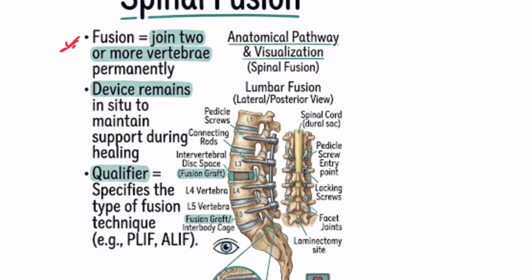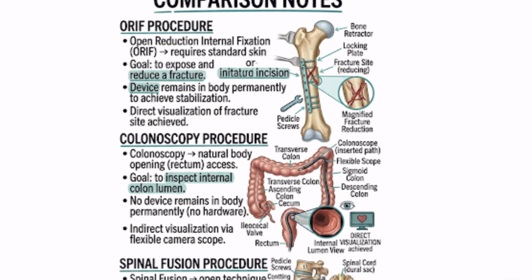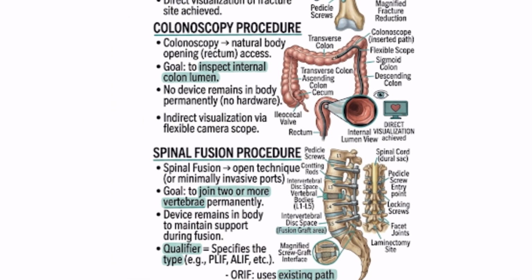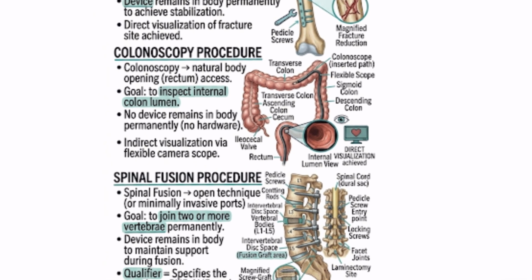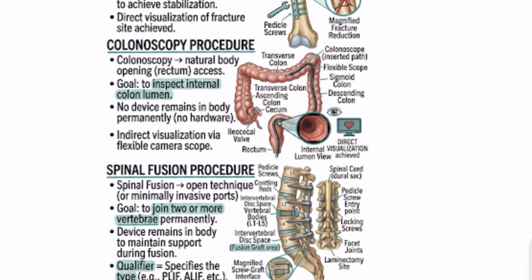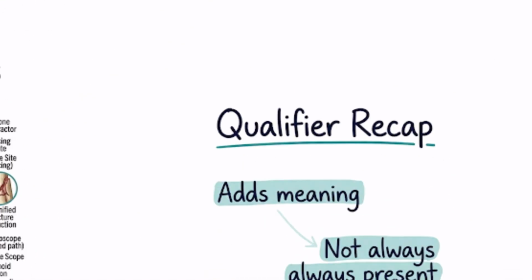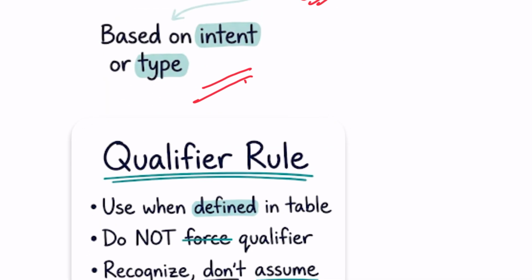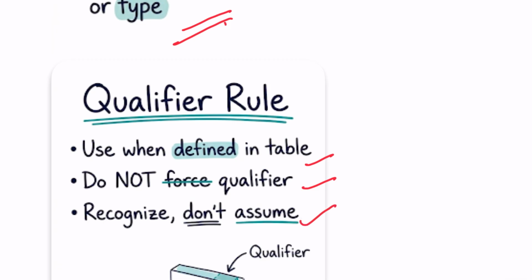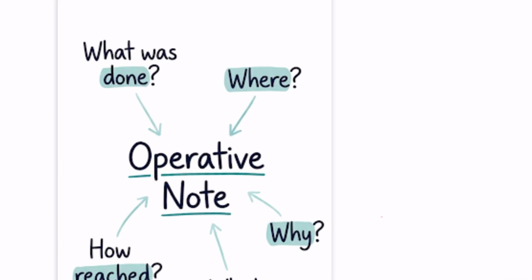Now, there is something left that we need to understand here. Not every procedure requires a qualifier, and that is where people sometimes overthink. You do not need to add a qualifier unless it is defined in the coding table. So a qualifier is not something you force, it is something you recognize when it is needed. Okay, so let us bring everything together now. When you read an operative note, do not try to code everything immediately. First, understand, okay? And then we will translate the clinical written things into codes.